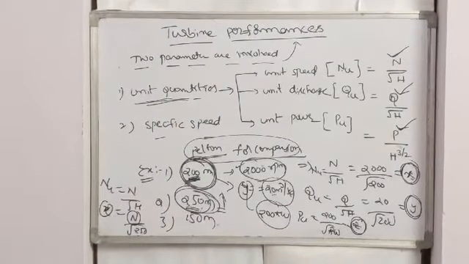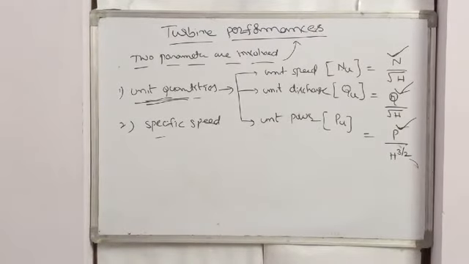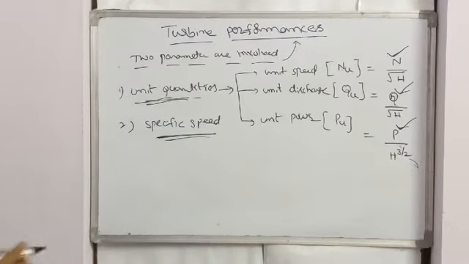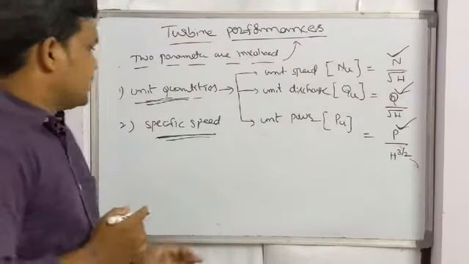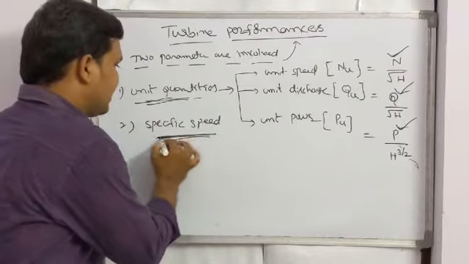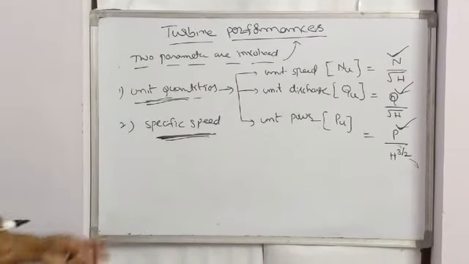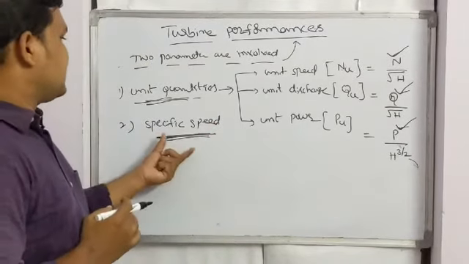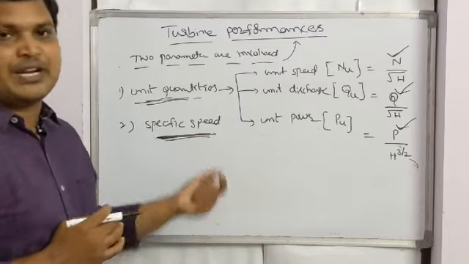So go to the second one, specific speed. After completion of unit quantities, this is specific speed. Specific speed is defined as the speed of a turbine which is identical in shape, geometrical dimensions, blade angles and gate openings, etc. The specific speed is used for comparing the different types of turbines. Which type of turbine gives the higher specific speed, and which type gives the lower specific speed.